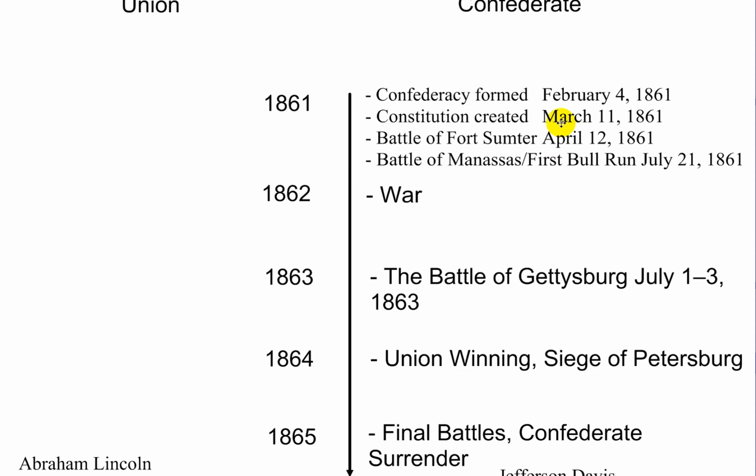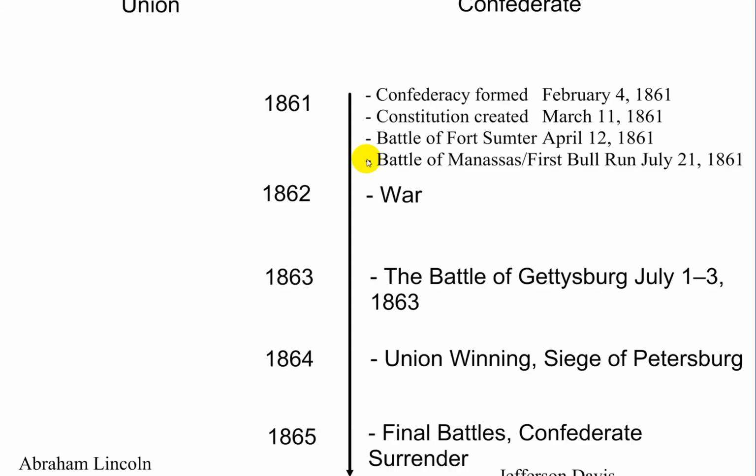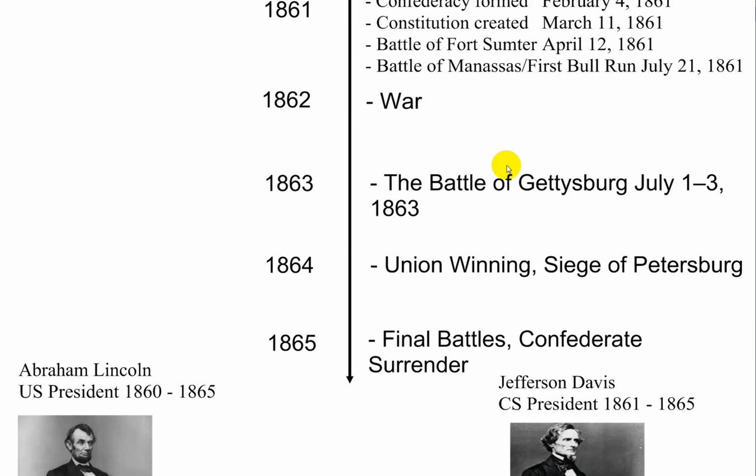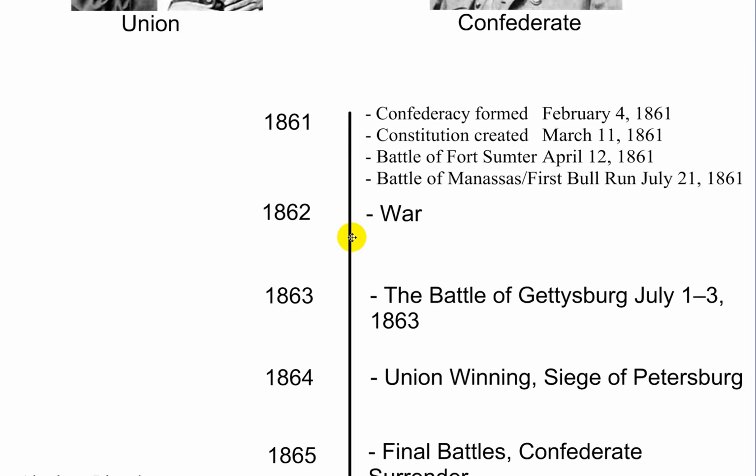April the 12th, 1861. You're going to learn more about the Battle of Fort Sumter. On July 21, 1861, was the first battle, which the Confederate soldiers called the Battle of Manassas, and the Union called the First Battle of Bull Run. In 1862 there was just war, with some pretty important battles, but it's just a quick overview.